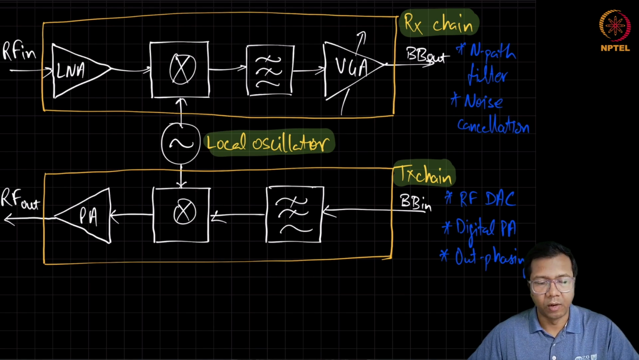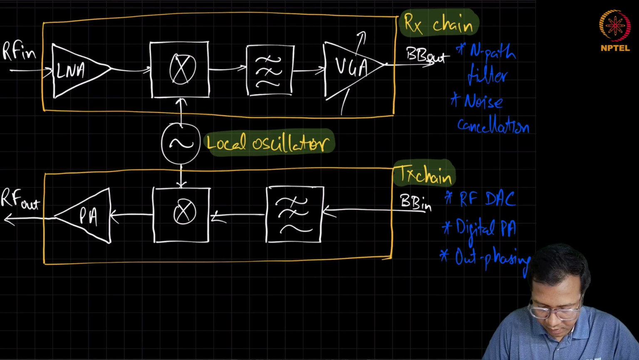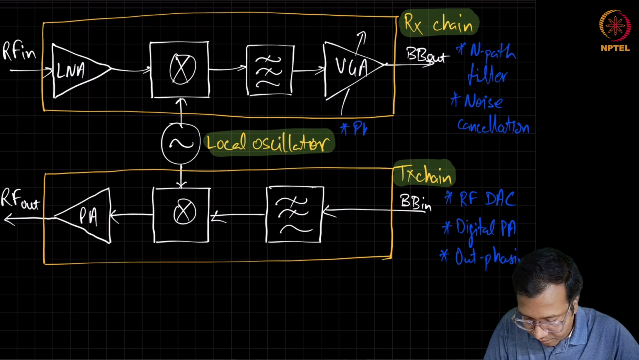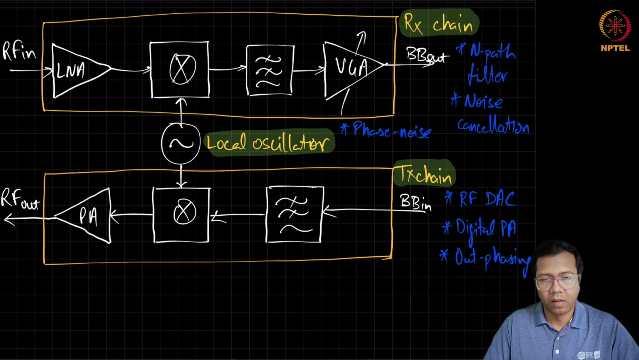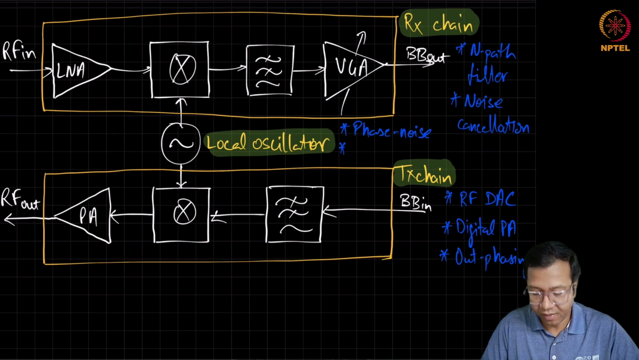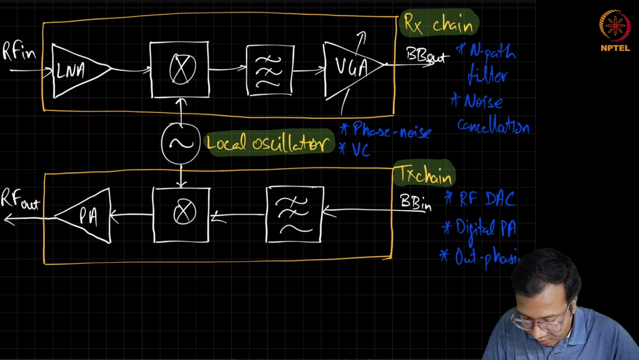And regarding the local oscillator, we'll understand the concept of phase noise, and we'll look into the transistor level design of a voltage controlled oscillator.